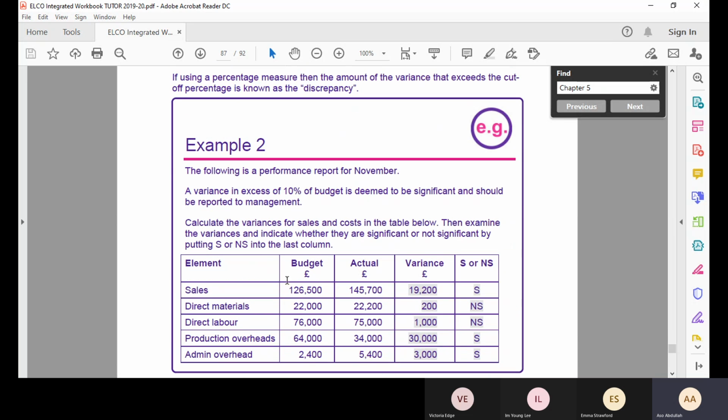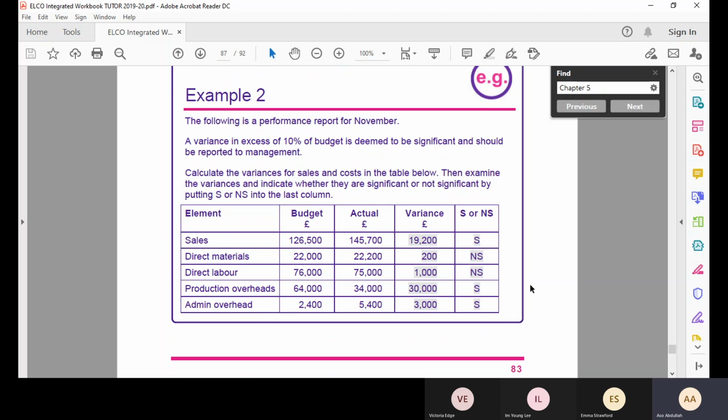So if we're looking at example number 2, it says the following is a performance report for the month of November. Remember what I said: budgeting is prepared on a monthly basis, on a quarterly basis, and on an annual basis.